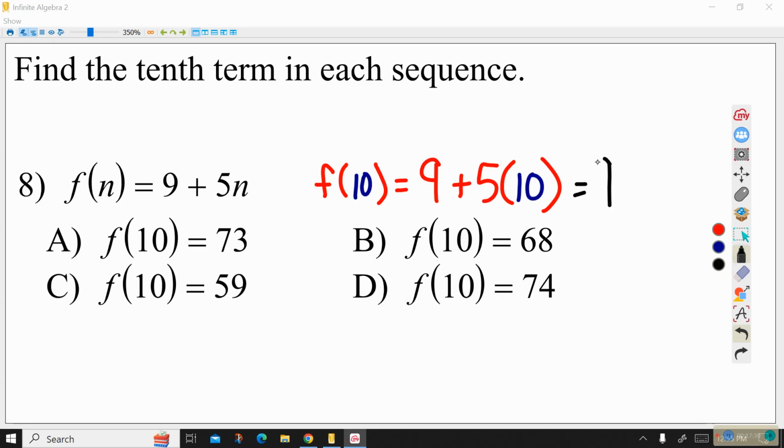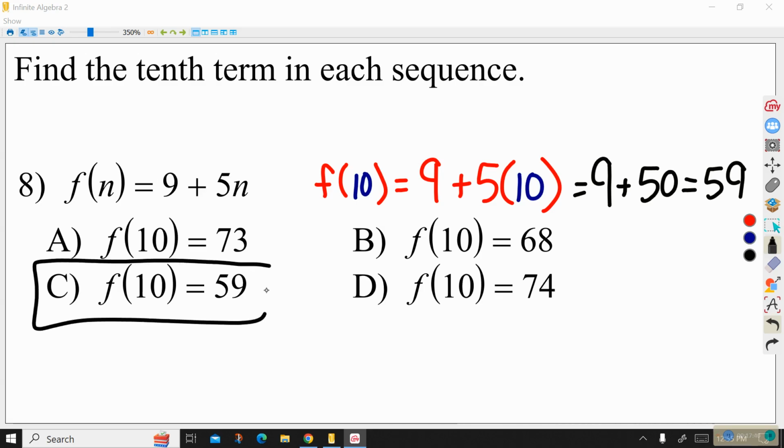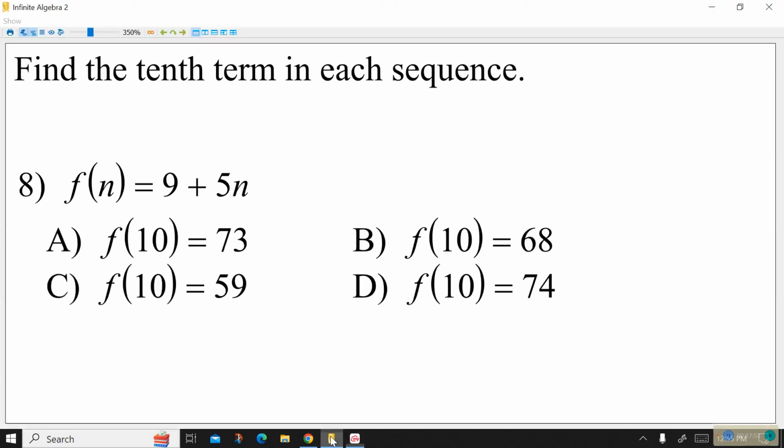Now what's this equal to? Well, 9 is just 9, but 5 times 10 is 50. So we just have to combine those terms. 50 and 9 make 59. We can see the answer is right here for C. So this is what f of 10 means. It's not f times 10. This is a way that we talk about the output that we're going to get before we actually calculate it.